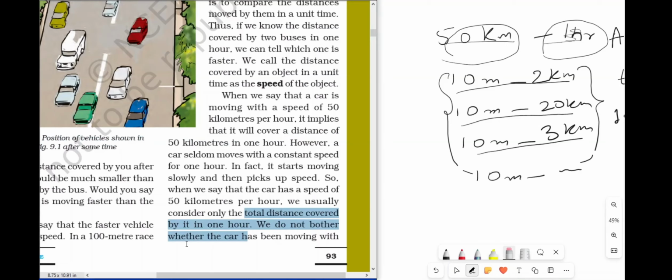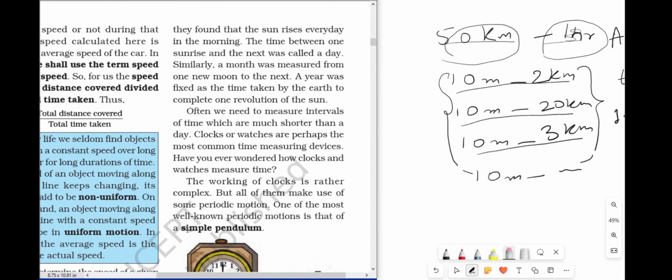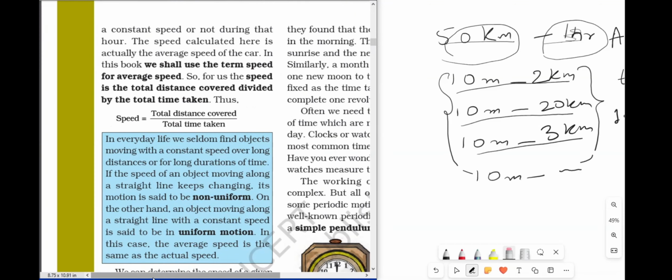We do not bother with whether the car has been moving with a constant speed or not during that hour. The speed calculated here is actually the average speed of the car. So this is what I've been saying, it's the average speed.